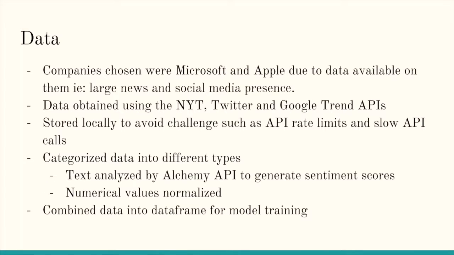For our data, we chose to analyze Microsoft and Apple due to the companies' relative maturity as well as a strong social media presence, after which we would obtain data. We would scrape data from the New York Times API, Twitter, and Google, and store them locally in order to solve the problems of API rate limits and slow API calls.